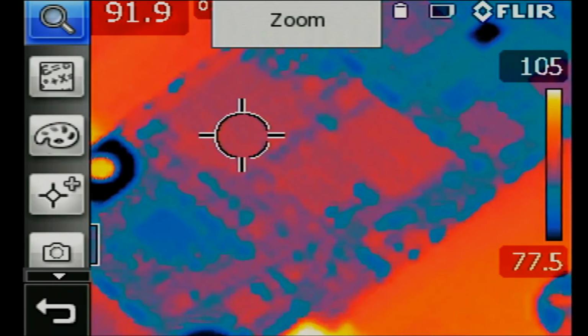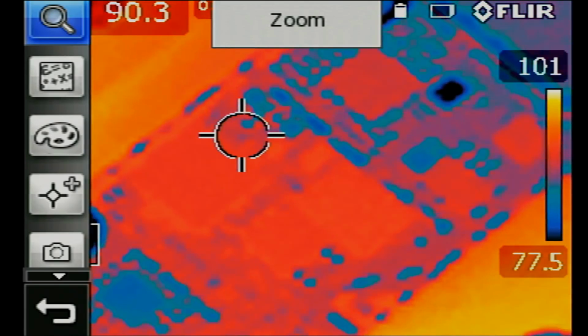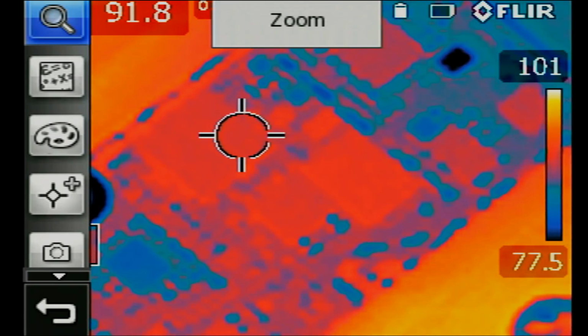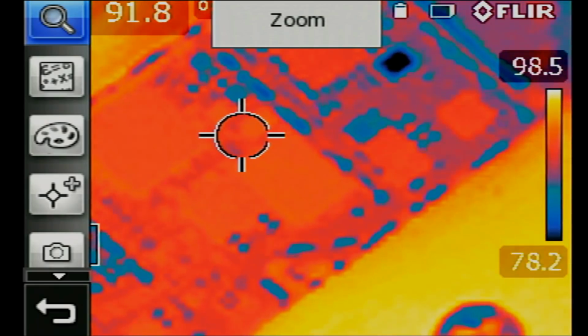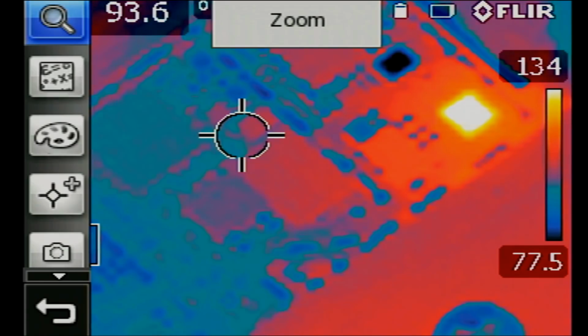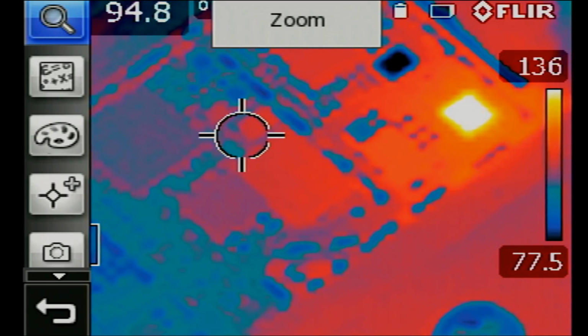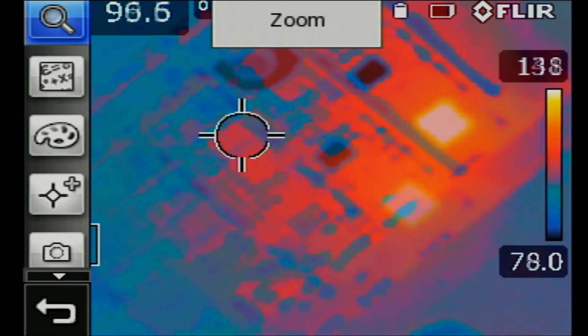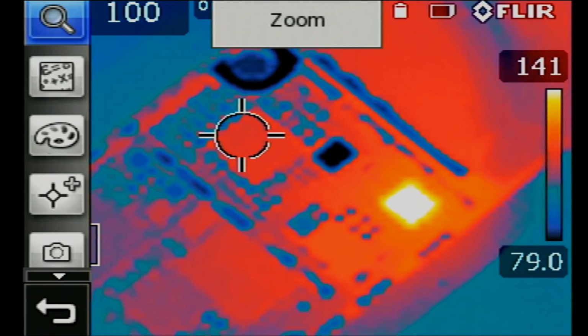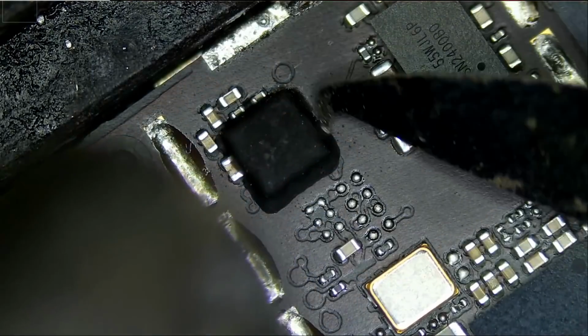This is the Tristar area right here. And let's power it on. Look at this. Tristar is the one that's getting hot. The chip itself is getting hot. So Tristar is most definitely the problem. Let's go ahead and replace it. And we'll try again.